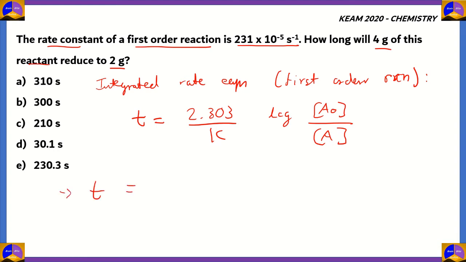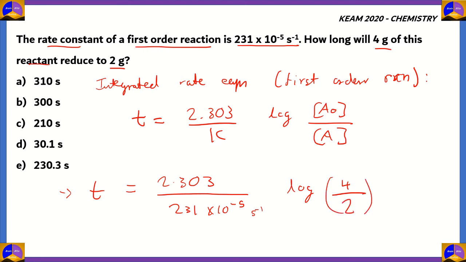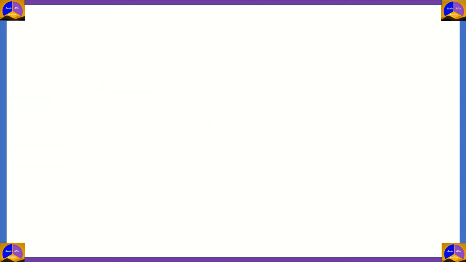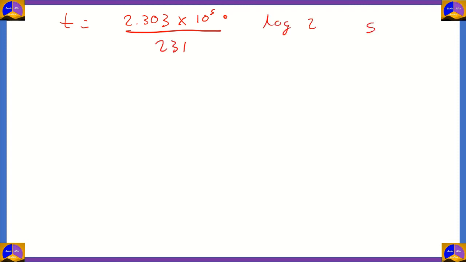So the time t here will be equal to 2.303 divided by 2.31 into 10 raised to minus 5 second inverse, and then you have log of concentration of A naught, the original concentration, so that's 4, divided by the final concentration, which is 2. So what are we getting? t will now be equal to 2.303 times 10 raised to 5 divided by 231 times log 2 seconds. Since we're calculating the time, the unit here will be seconds.